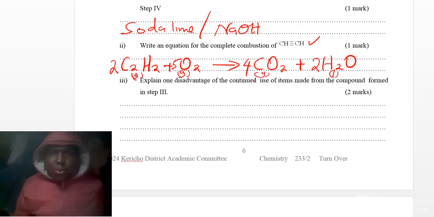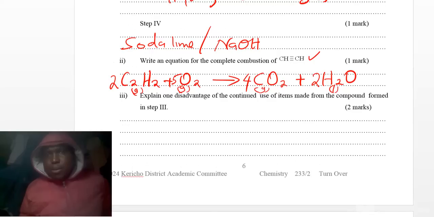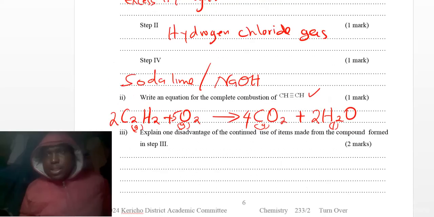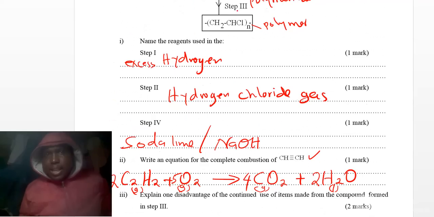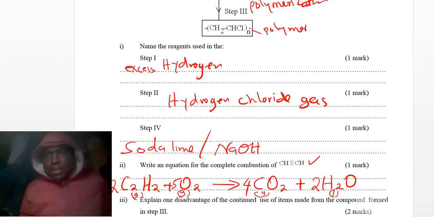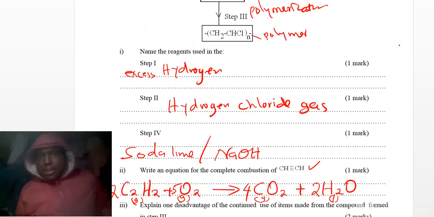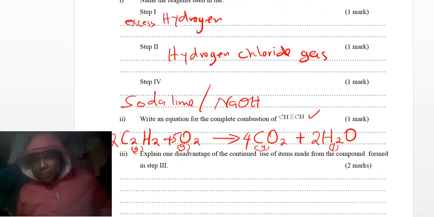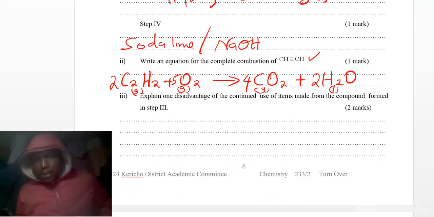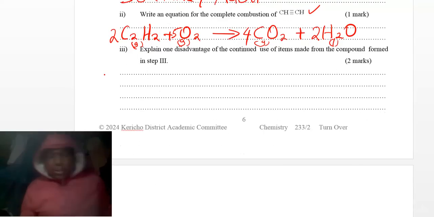Explain one disadvantage of continued use of items made of compounds formed by step 3. Compounds formed by step 3, we go back to step 3 and check which compounds those are. So step 3, you can see these are polymers. If it is a polymer, what disadvantage do you know about polymers? Polymers have one main disadvantage. It is that they pollute the environment because they don't decompose. They are non-biodegradable.